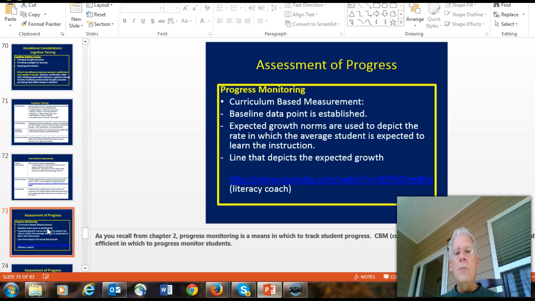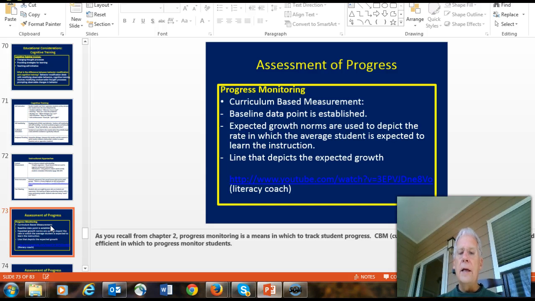So I think you know about curriculum-based assessment. That's one measure that we can use to progress monitor. We talked about the fact that it's important to establish a baseline data point. So if we're progress monitoring fluency, we want to see what that first score is, and then we want to plot data points towards the goal. And the goal most likely will be written into the IEP. We'll use norms or experiences with other students to see how that growth should occur, and then we'll use a line to depict that growth.